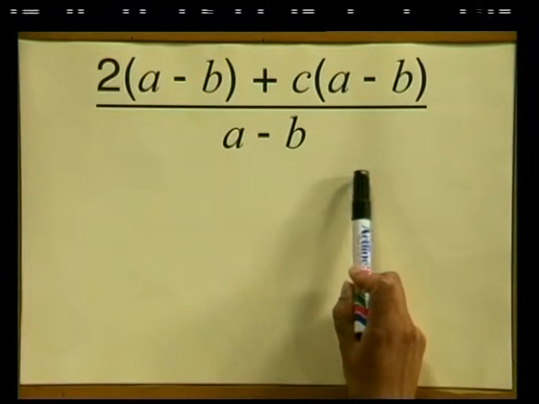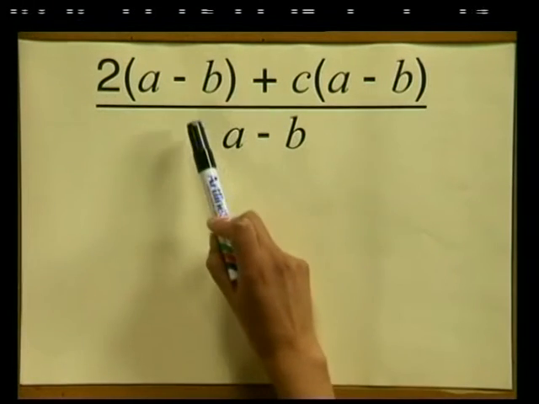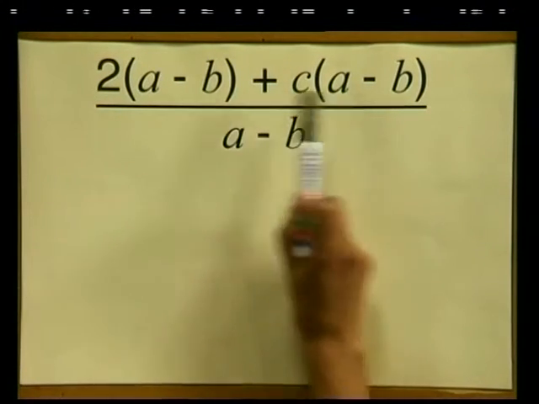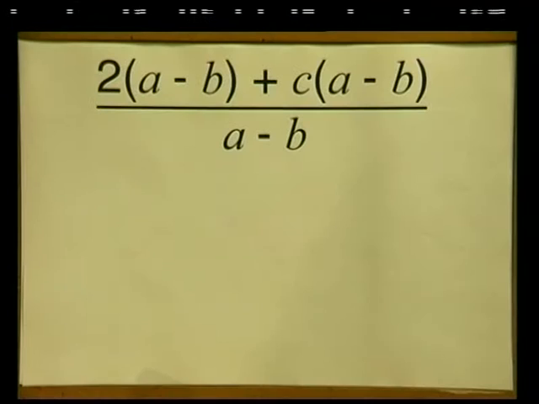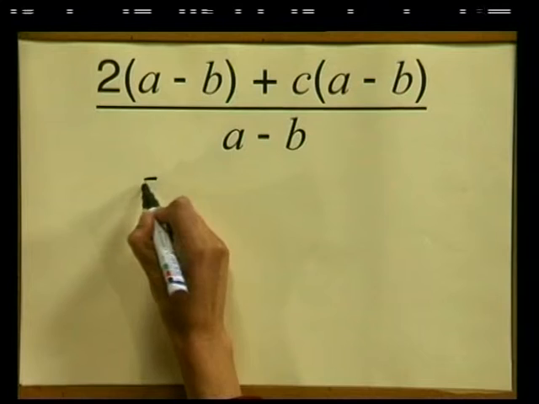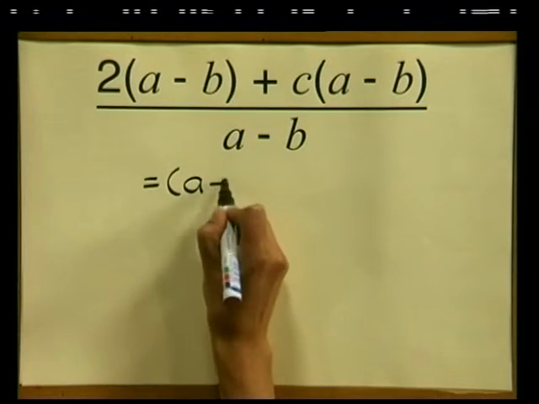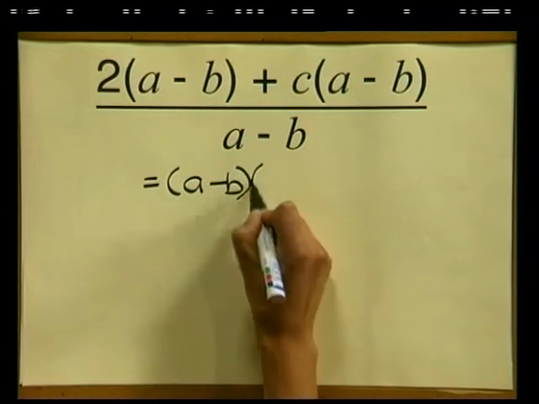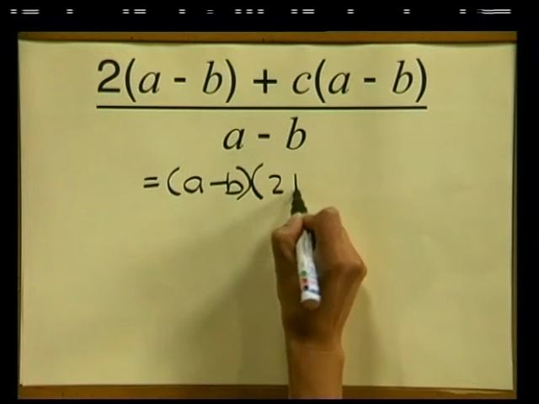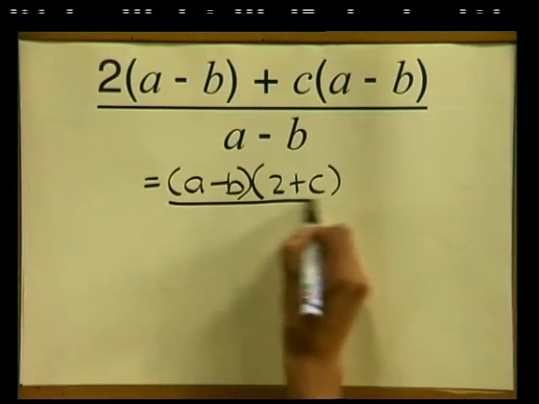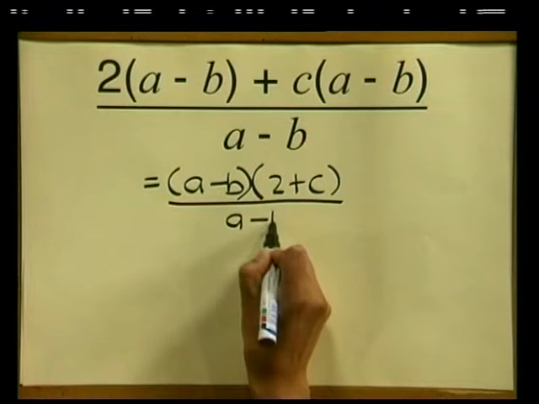But you can see that the numerator can be factorized. You can take out the common bracket. I've already shown you how to do this in the previous example. Firstly, let's factorize the numerator. So we take out our common a minus b. And then we are going to be left with 2 plus c, all divided by a minus b.